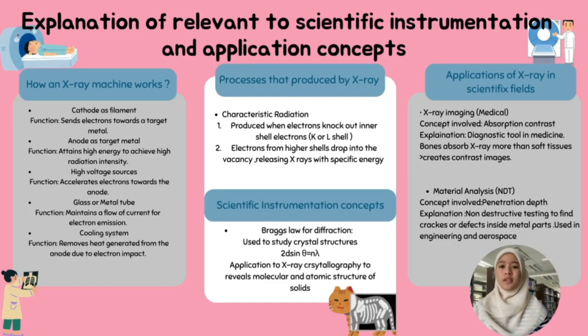The process by which X-rays are produced. First, produced when an electron knocks out an initial electron in the K or I shell. Second, an electron from a higher shell drops into the vacancy, releasing X-ray with specific energy.